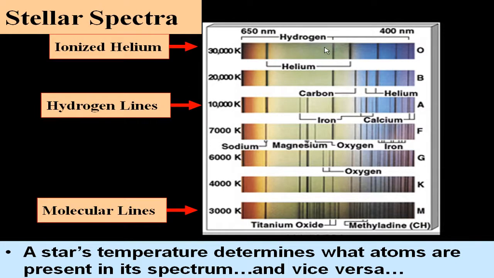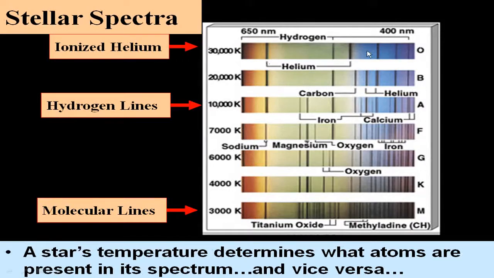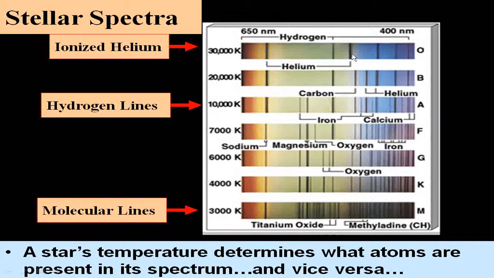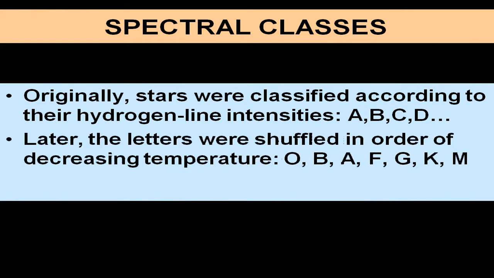As you get to the hottest stars, you're ionizing even the atoms so that they don't even have electrons in orbitals, and the very hottest stars would show a very easy signature of ionized helium in their spectrum. Those are classified O. So originally stars were classified according to their hydrogen line intensities, and those started out A, B, C, D, and so forth. But it was found that this was not the best way to classify according to temperature. And later the letters were reshuffled in order of decreasing temperature.